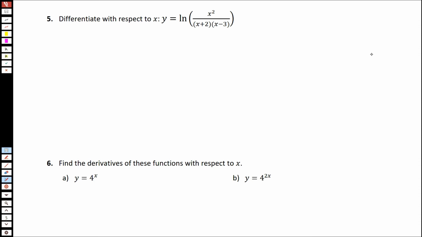For number 5, we are required to differentiate this function. Now, the approach that you can use in this case is by applying laws of logarithms. And what I'll do is to use laws of logarithms to rewrite this equation. So we have y is equal to ln of this. Now, by laws of logarithms, this can be written as ln of x squared minus ln of x plus 2 multiplied by x minus 3.